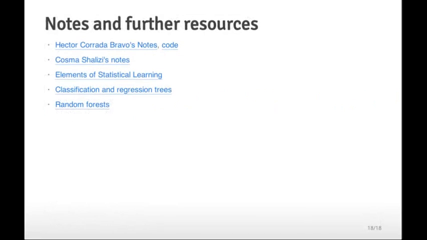So, some notes and further resources. First, I'd recommend that both Hector Corrada Bravo and Cosma Shalizi have very excellent notes on classification and regression trees. Hector also has some code that is useful for looking at how you do these sorts of predictions. The Elements of Statistical Learning book and the Classification and Regression Trees book are both very, very good. Elements of Statistical Learning is free. And then we're going to be talking about random forests next week, but I thought I'd give you a link to random forests so you can start taking a look if you want to start using it for your project or if you're just curious about how random forests work.